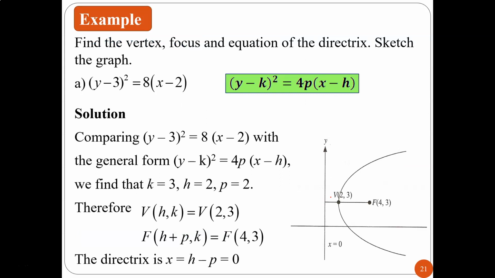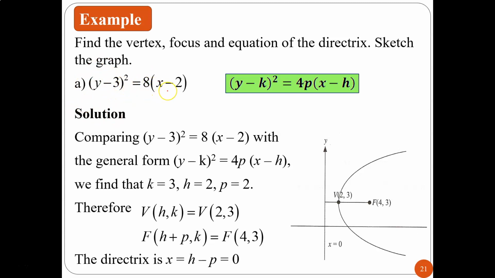Okay, let's see an example. Find the vertex, focus, and equation of the directrix. Sketch the graph. Commonly you will have this type of question in your exam or in your midterm. You need to find the vertex, the focus, and the equation of the directrix. See, it mentioned the equation of the directrix, not the point for the directrix. And you also need to sketch the graph. So this is a very basic type of equation for conic section. So now you have this equation.